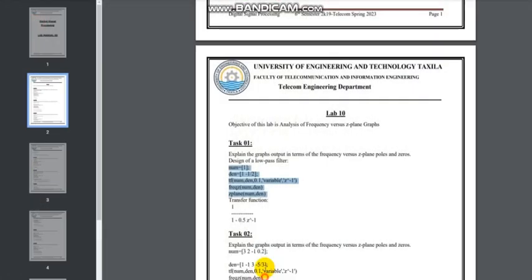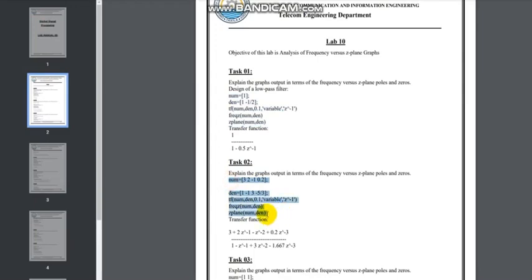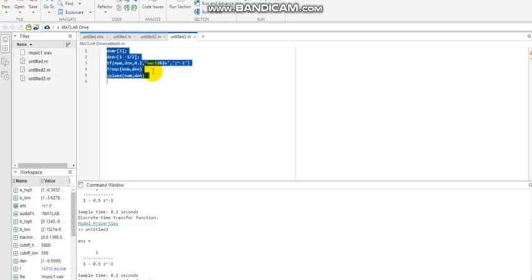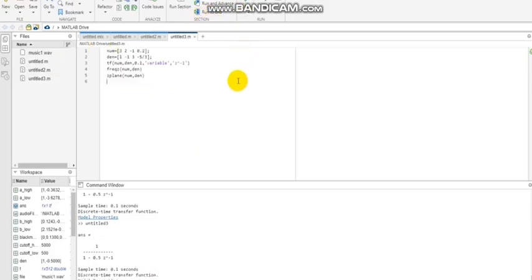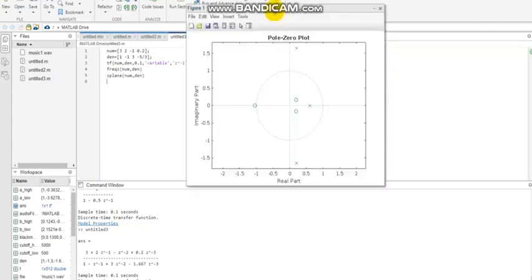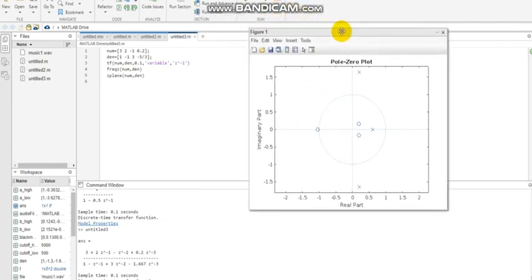Moving on toward the next task of this lab, we have values for numerator and denominator. We simply put them in MATLAB and run them, and we get a figure like this. We can see that one of the poles is outside the circle, so this is an unstable system. Three zeros are inside the circle, but we need to see only the poles. One of them is outside the circle, therefore this is an unstable system.